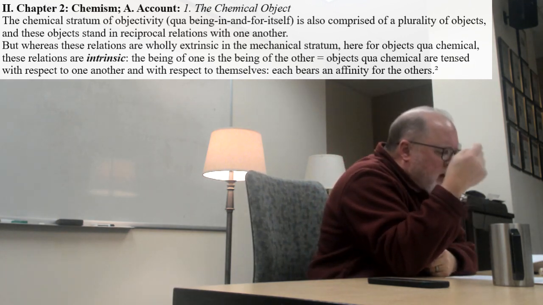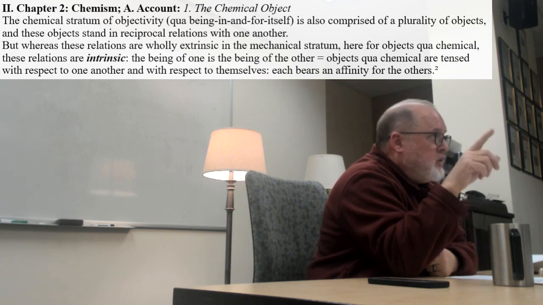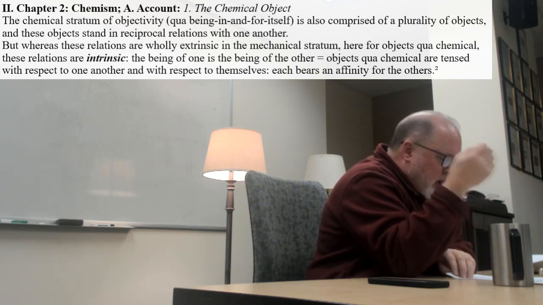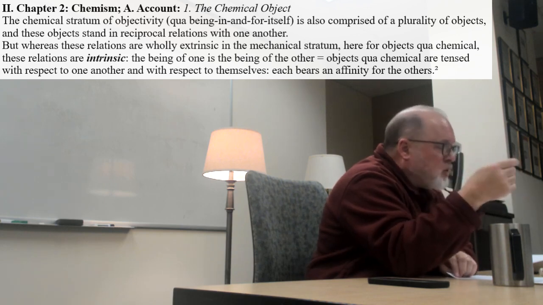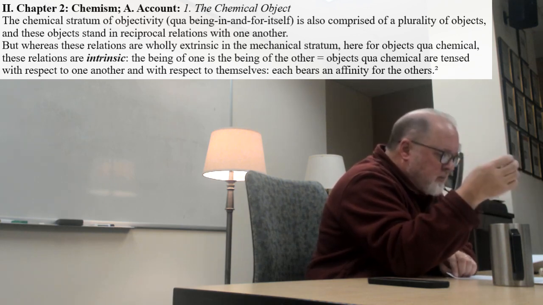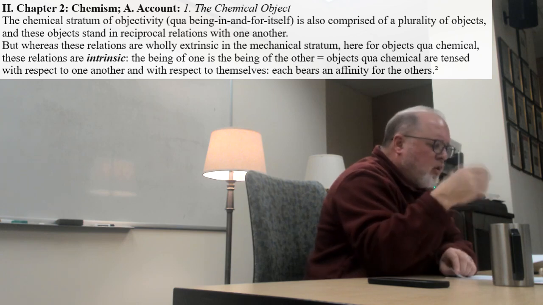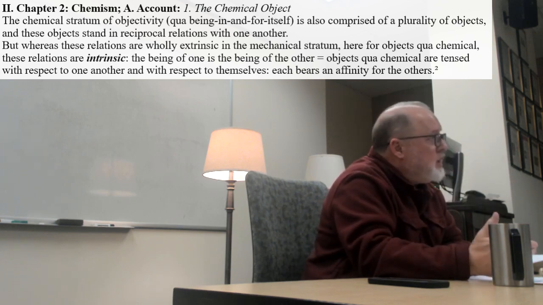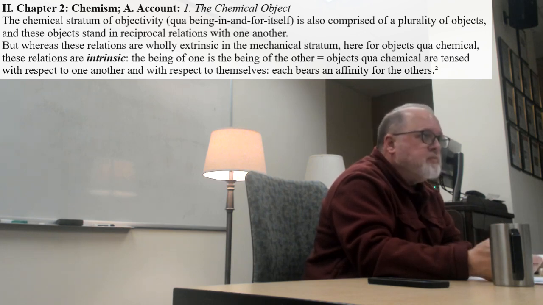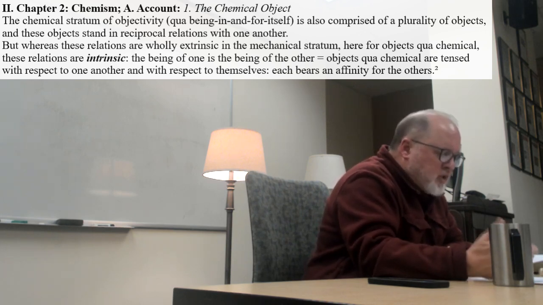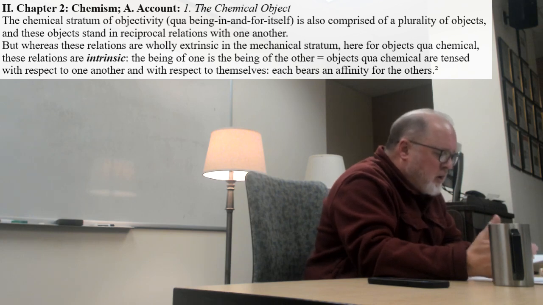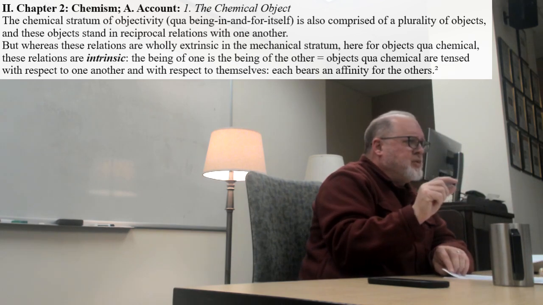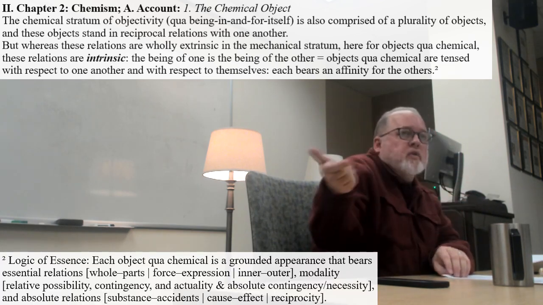The chemical stratum of objectivity, again, being still in and for itself here, is also comprised of a plurality of objects. And these objects stand in reciprocal relations with one another. But whereas these relations are wholly extrinsic in the mechanical stratum, here for objects qua chemical, these relations are intrinsic, the being of one, the being of the other. Objects qua chemical are tensed with respect to one another and with respect to themselves. Each bears, and this is the technical language that Hegel invokes here, an affinity for the others.